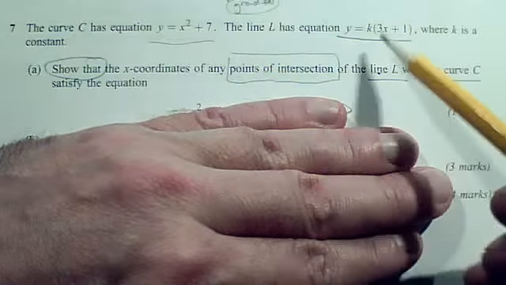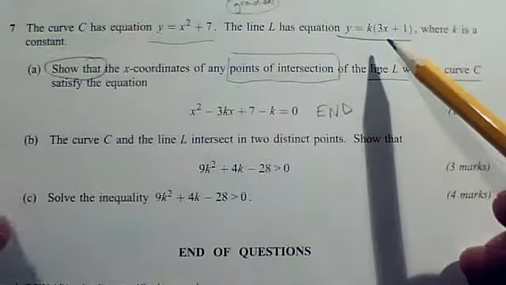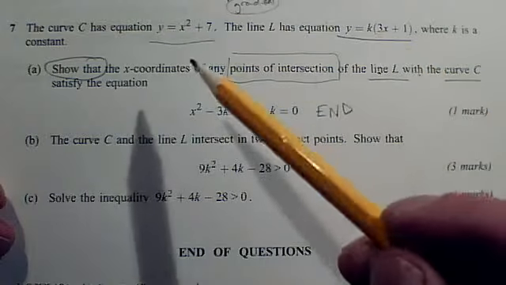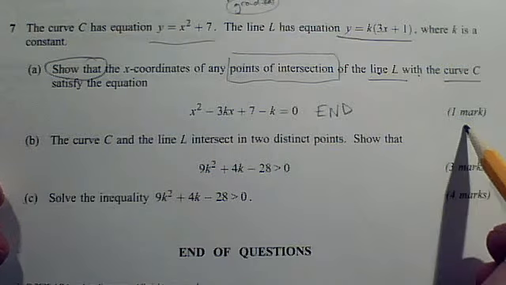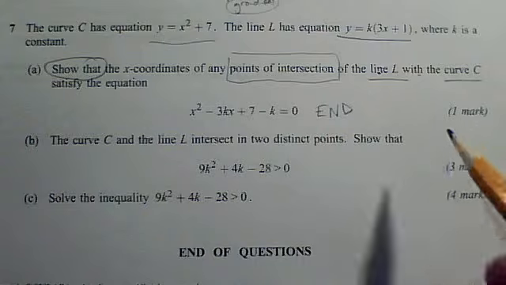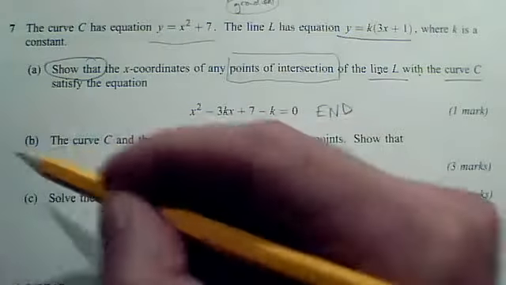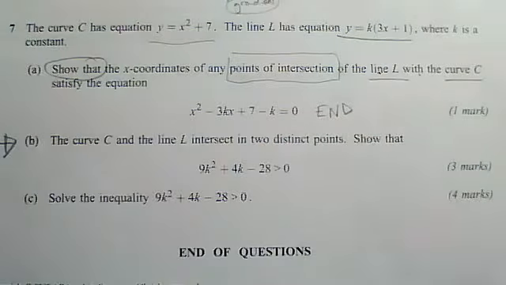There's the curve, there's the line. Substitute one into the other, and then without cheating in your algebra, rearrange until you get down to this, and you get 1 mark. And even if you couldn't get that mark, that's your starting point for the next bit, so here's a lovely friendly re-entry point.